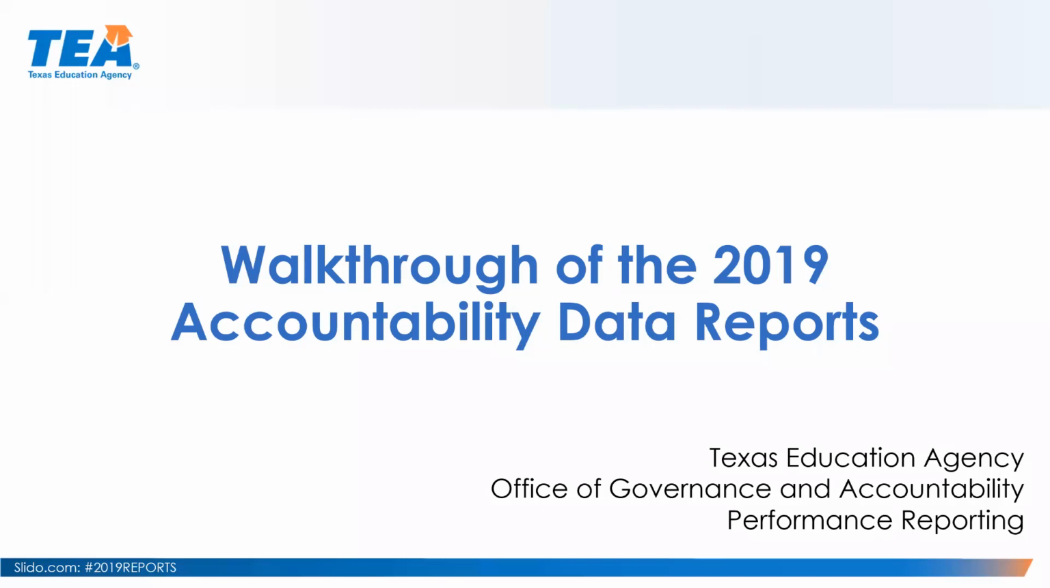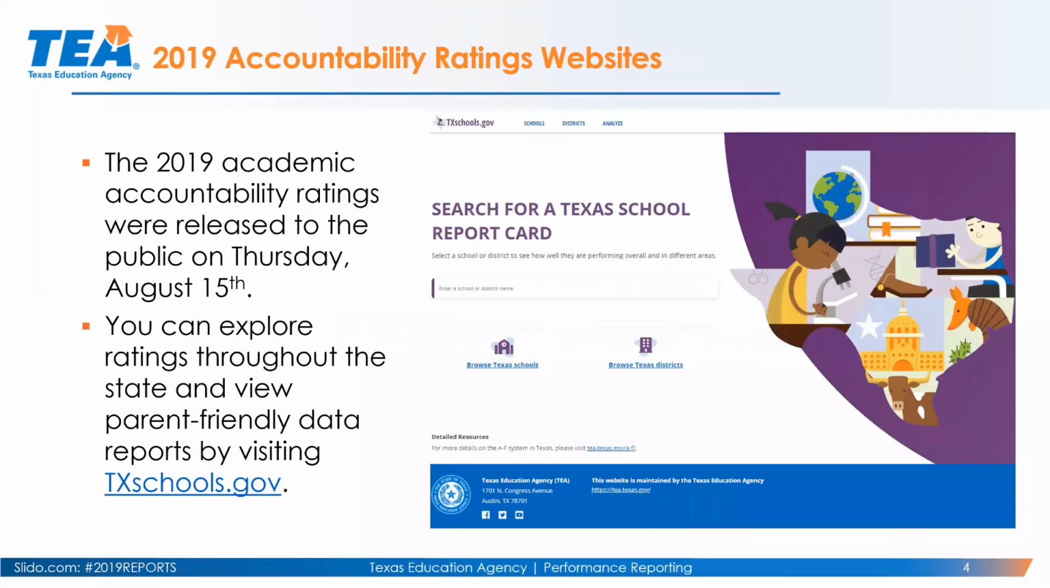Today, we're going to do a walkthrough of the 2019 accountability data reports that are available online. The 2019 accountability ratings were released to the public on Thursday, August 15th for all campuses and districts throughout the state. You can explore the state data tables and you can view the parent-friendly data reports by visiting txschools.gov. That is a new website that we launched.